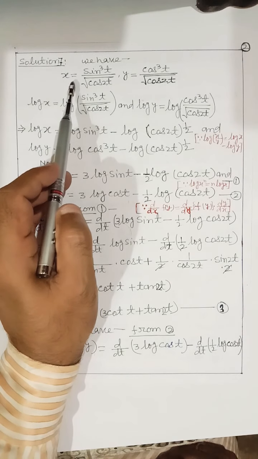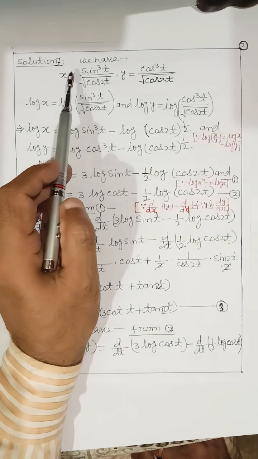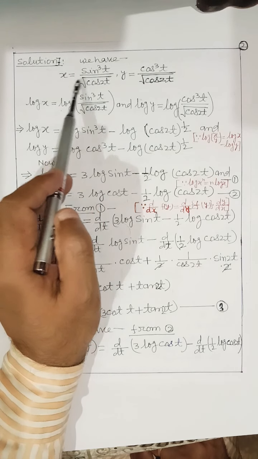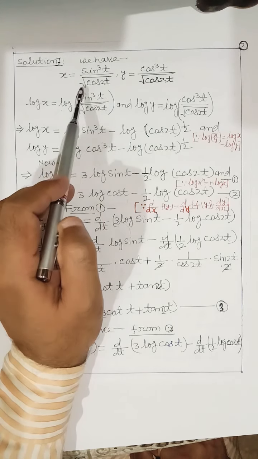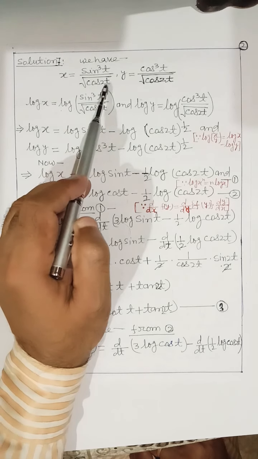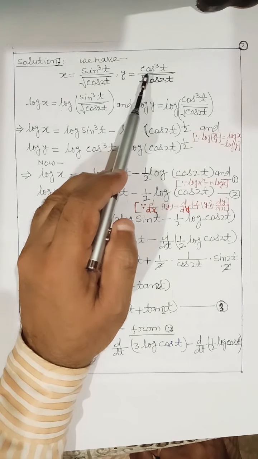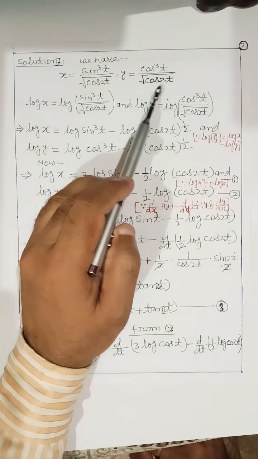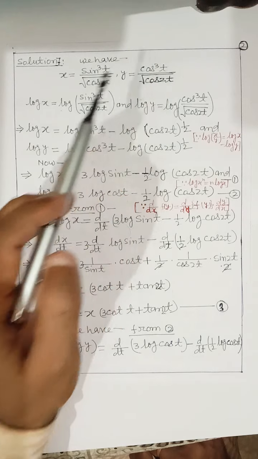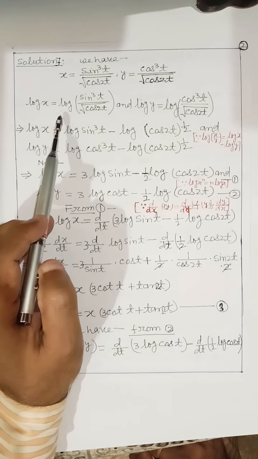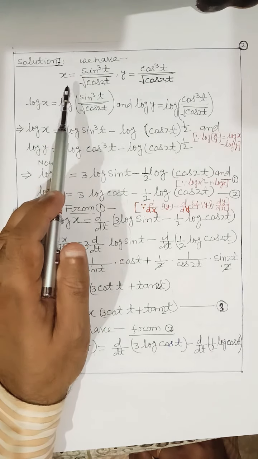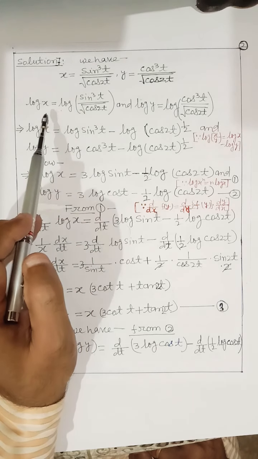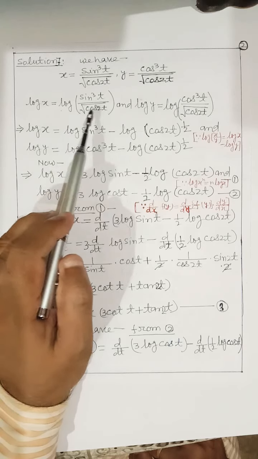Now, to find the solution, we have x = sin³t / √cos 2t and y = cos³t / √cos 2t. Dear students, to solve this type of question, we take log on both sides.